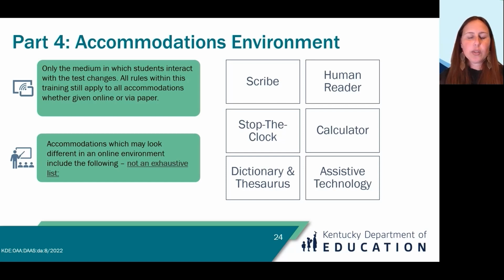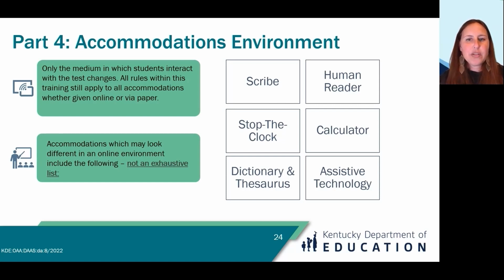A scribe still can only record what the student instructs the scribe to write. A reader still can only read the words as written on the test. Nothing changes in what accommodators and accommodations may do or provide. What changes is the medium in which the students and accommodators are interacting with the test.